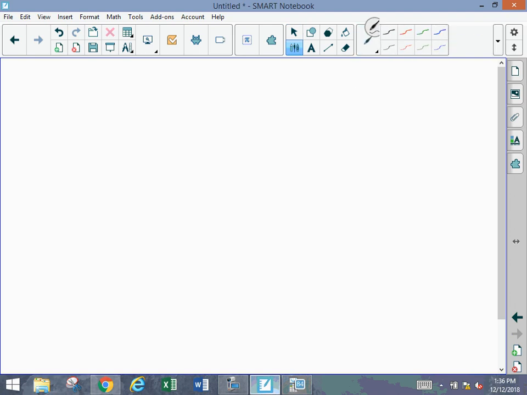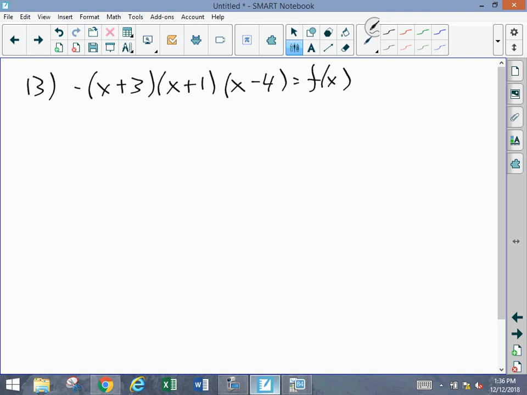If I didn't have my graphing calculator, number 13 wouldn't be so bad to do. It says that we have negative x plus 3 times x plus 1 times x minus 4. That is f of x. Hey, if I didn't have a calculator and I had this multiple choice, it would be easy to figure this out. I'm going to look at end behaviors.